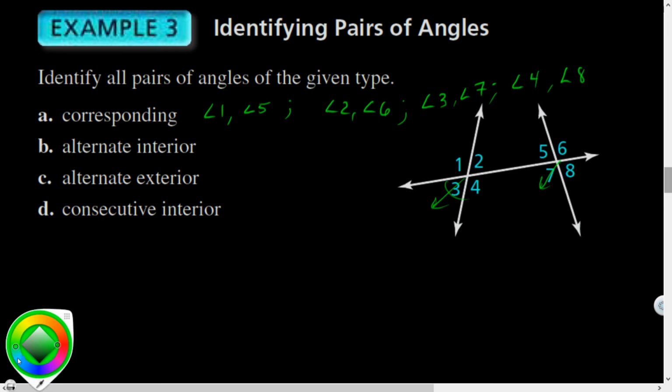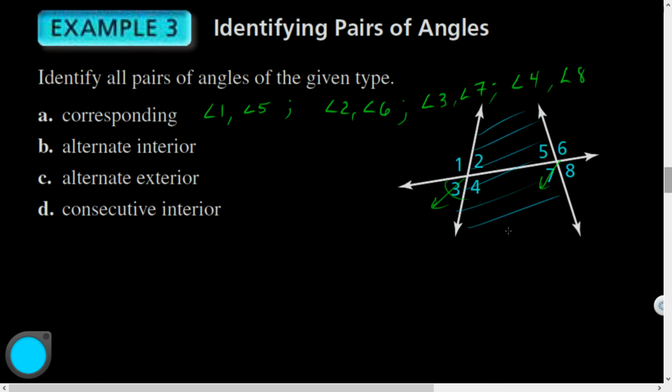All right. Alternate interior angles. Here's my interior. What's the only alternate interior angle with 2? Yeah, 2 and 7. Because they've got to be on alternate sides of the transversal. And then I've got 4 and 5. Alternate sides of the transversal, but they're in the interior.